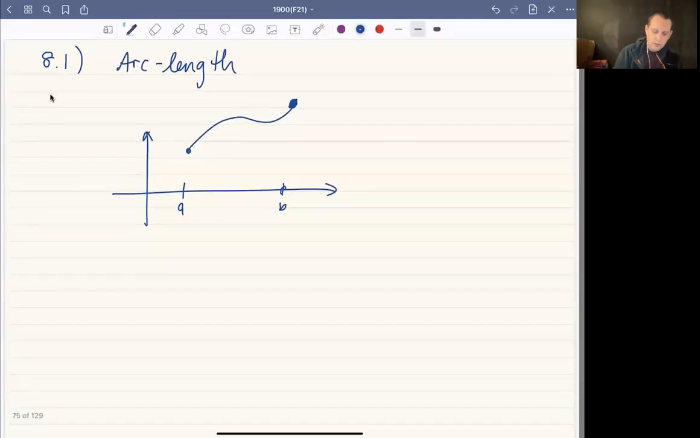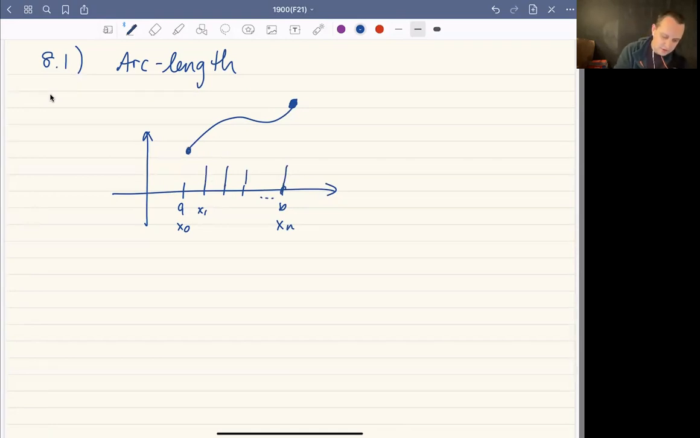And I'm going to show you how to use the techniques of integration that we developed in Calc 1 to do this. We're going to split up our interval into n pieces and then let n go to infinity and we'll recover an integral. Okay, so typical story here.